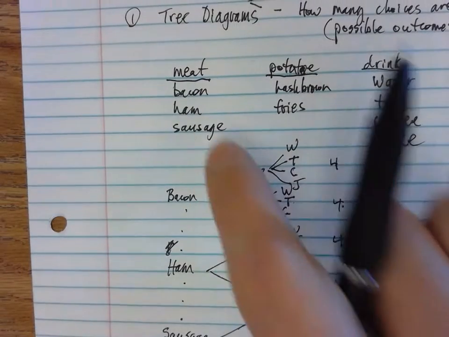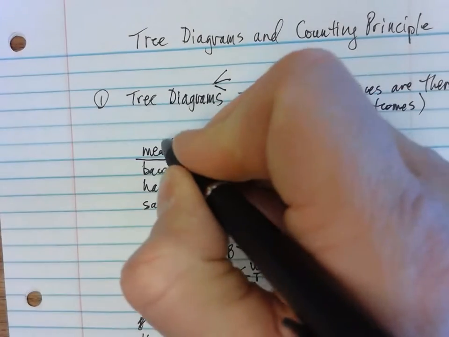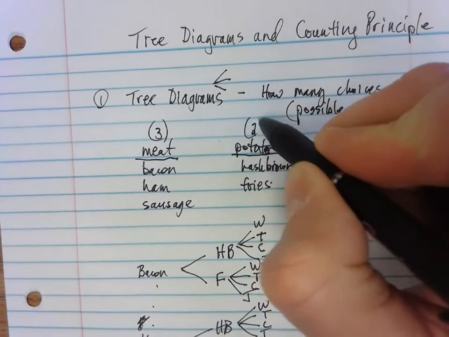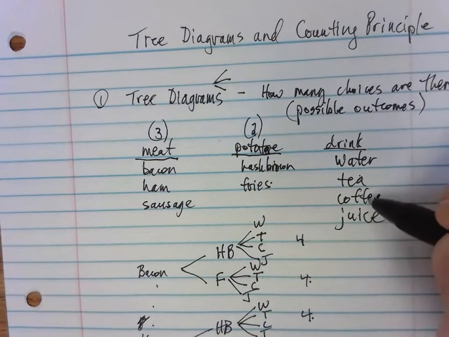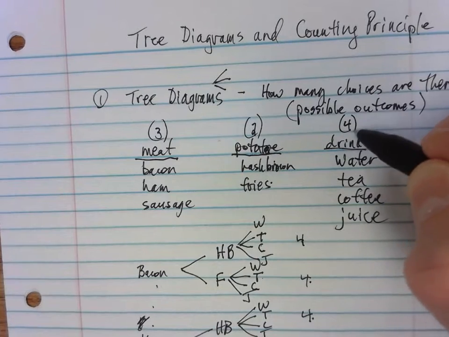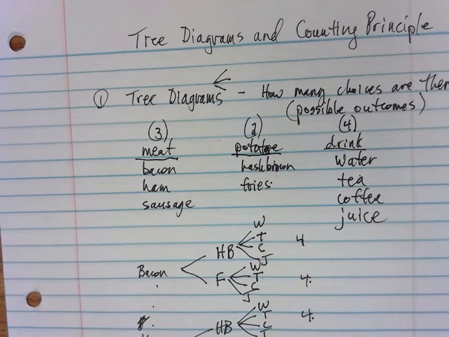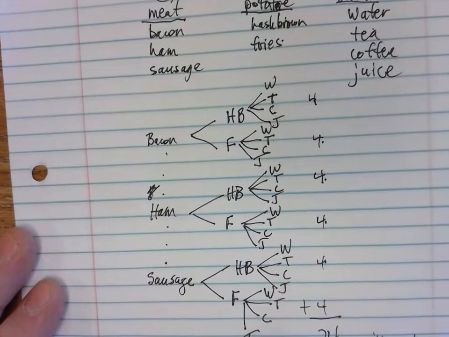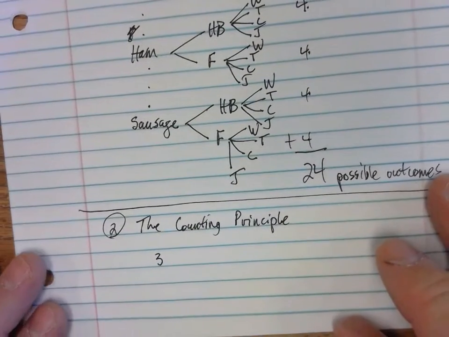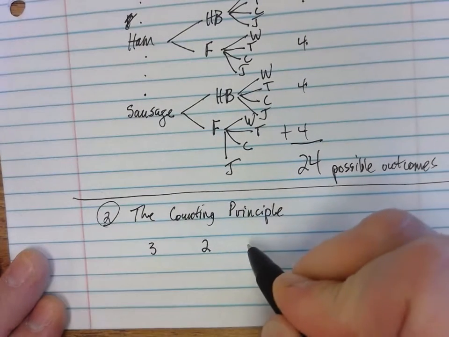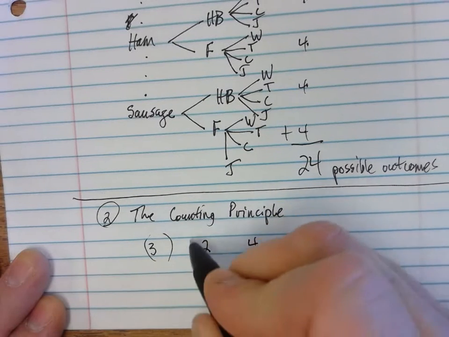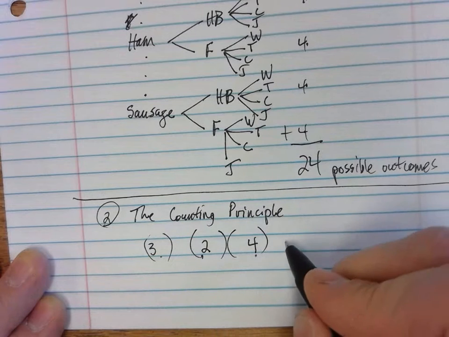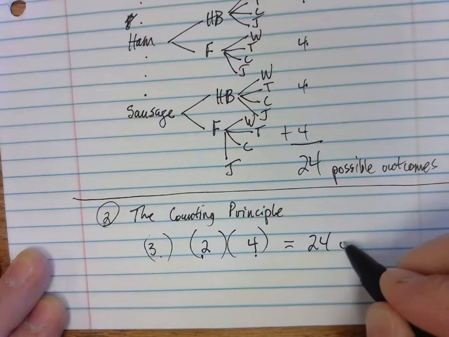So if we go back up here, you'll see that under the meat category, we have three meats. Under the potato category, we had two choices of potato, the fries or hash browns. Under the drink category, of course, we had four different types of drink to choose from between water, tea, coffee, juice. So with the three, the two, and the four, you would say, I got three meats, I got two potatoes, I got four drinks, and we are just going to multiply those items together. So three times two, of course, is six, and six times four gives you a grand total again of 24 outcomes.